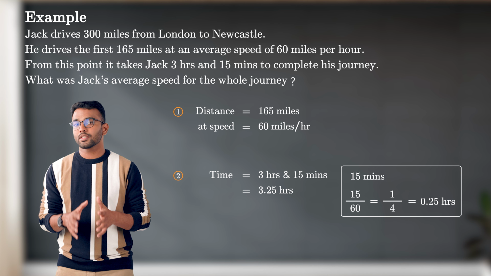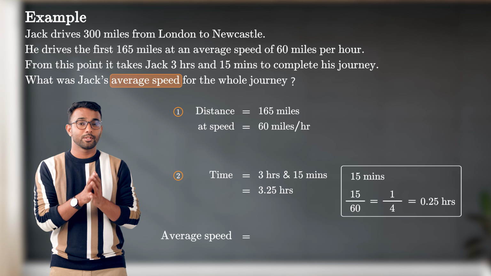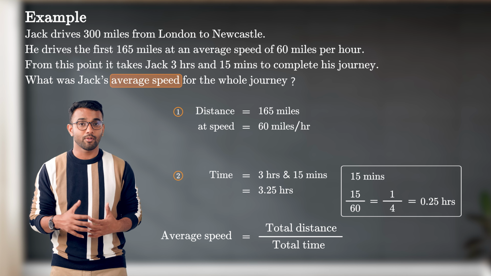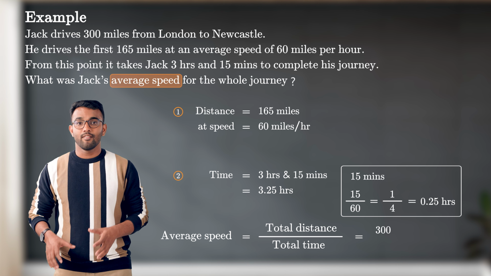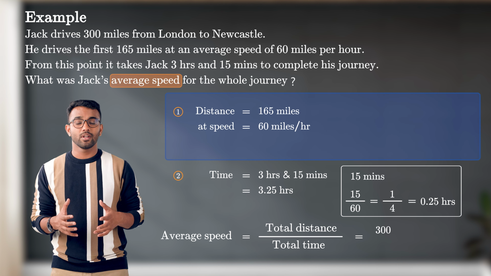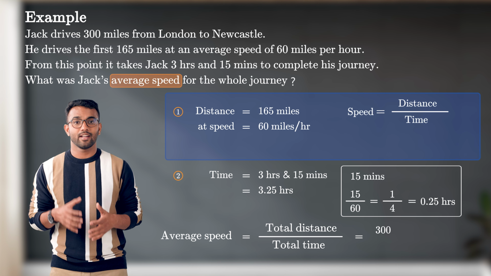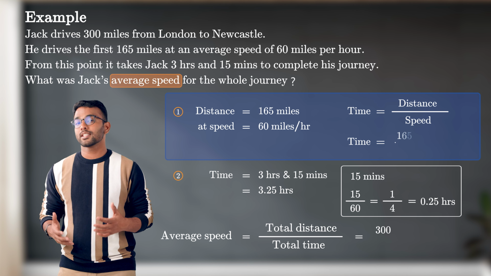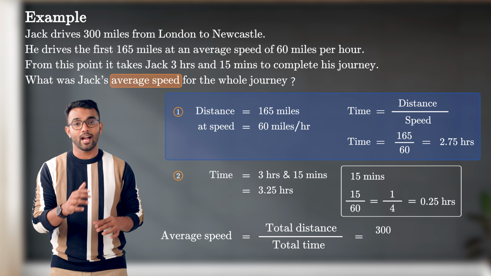So the question here is asking us to work out the average speed. Now, average speed is equal to total distance over total time. Total distance here is given to us in the question. It's 300 miles. We need to find the total time. We don't know the time taken for the first part of the journey. So use the formula speed equals distance over time. Make time the subject, and we have time equals distance over speed. So that's 165 over 60, which will give 2.75 hours.